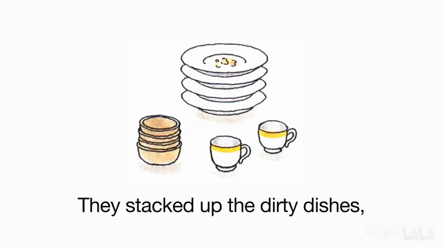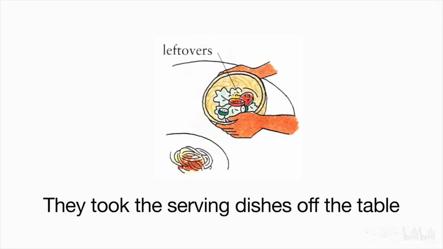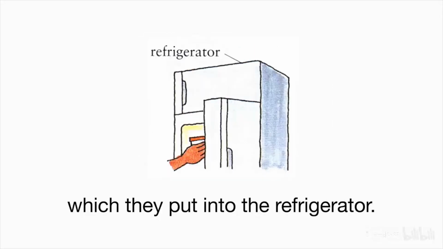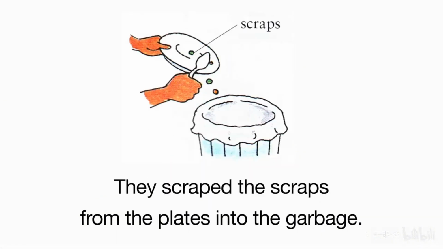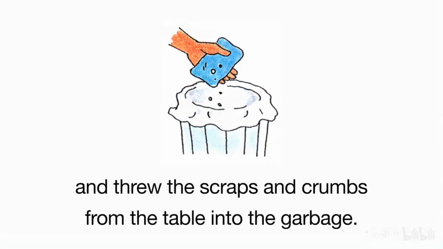They stacked up the dirty dishes and carried them to the kitchen. They took the serving dishes off the table and put the leftovers into containers, which they put into the refrigerator. They scraped the scraps from the plates into the garbage. Then they wiped the table off and threw the scraps and crumbs from the table into the garbage.